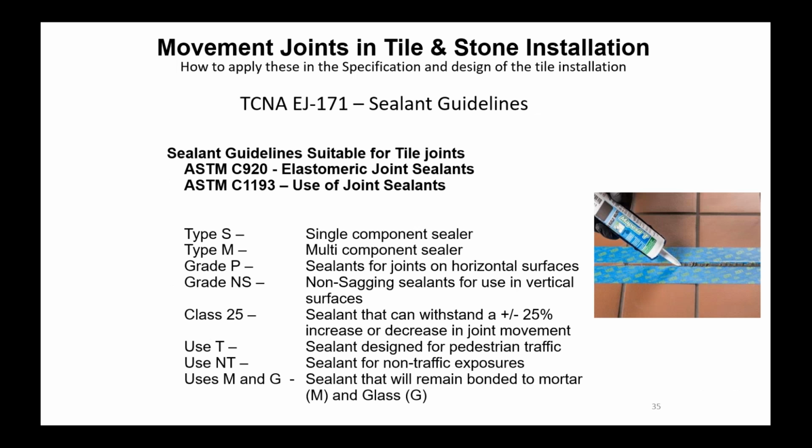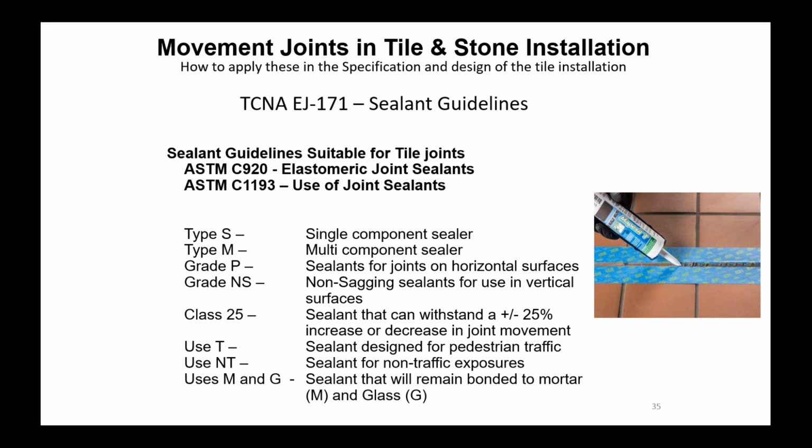A little bit more on the guidelines, or the standard, for sealants. There are two standards listed. ASTM C920, which is for elastomeric joint sealants, the product standard. And ASTM C1193, which covers the use of sealant joints, how they're installed, etc. You can have a sealant that meets ASTM C920 and have a variety of different types of designations.